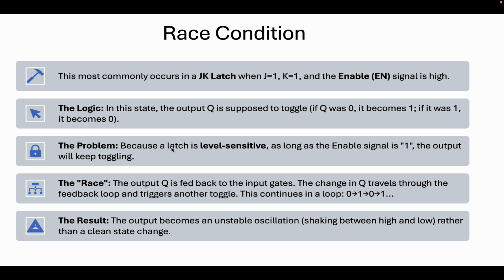The problem is, because the latch is level sensitive, as long as the enable signal is 1, the output will keep toggling. The output Q is fed back to the input gates. The change in Q travels through the feedback loop. That is what I told. The feedback loop is again triggering a toggle condition. It solved the invalid condition that was there in SR latch, but it got another problem, that is toggling. This continues in a loop. What happens is the output becomes unstable oscillation, shaking between high and low rather than a clean state change.